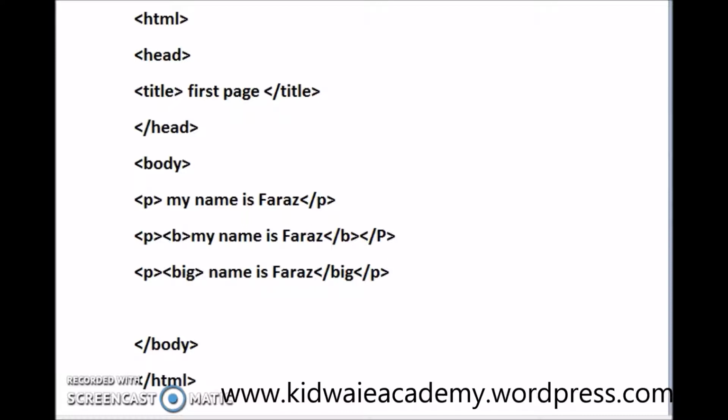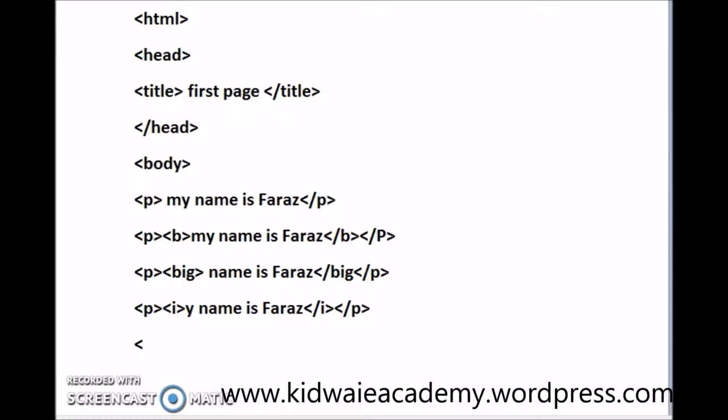Now we move to the I tag. This tag changes the text into italic. Okay, now we move to the small tag. It will type the letters in small text. So we just paste the stuff.